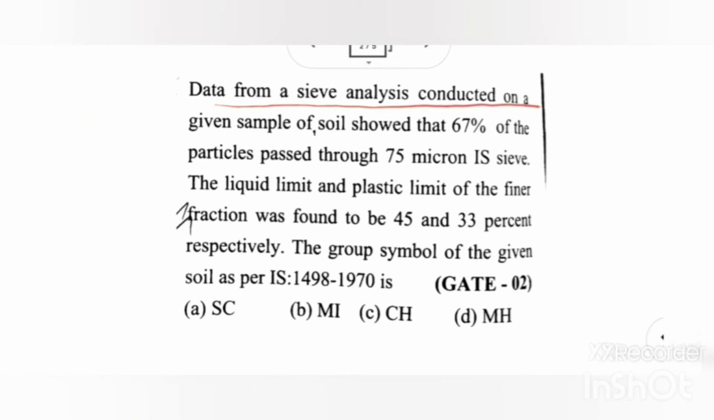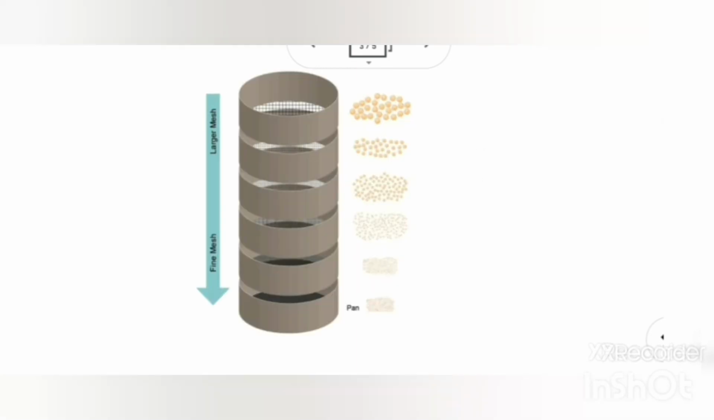Data from a sieve analysis conducted on a given sample of soil showed that 67% of particles passed through 75 micron IS sieve. The liquid limit and plastic limit of the finer fraction were found to be 45 and 33% respectively. The group symbol of the given soil as per IS 1498 1970 is. So here they are talking about sieve analysis tests.